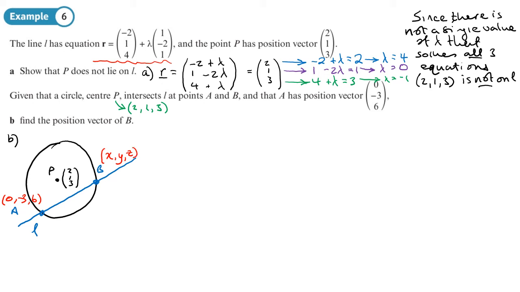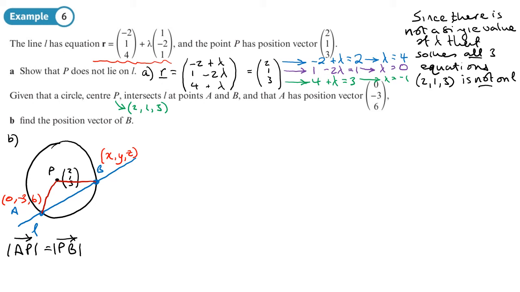Using the property of a circle, we know that these distances are the same, because they're both the radius of the circle. So those two dark red lines are the same length. In other words, I could say that the length of the vector A to P is equal to the length of the vector that goes from P to B. And we're going to use that property to work out the coordinates of B.